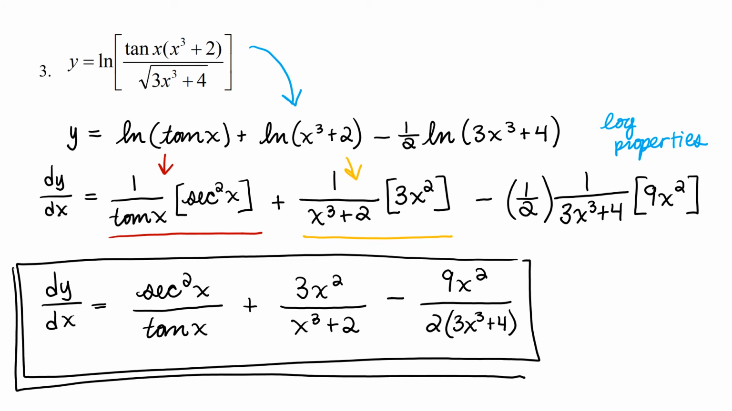And using those log properties and then just a bunch of chain rule is typically going to be a lot easier than using a combination of chain rule, quotient rule, product rule, and more chain rule. So a lot of people prefer this part of logarithmic differentiation because it makes it so the derivatives are easier to take.